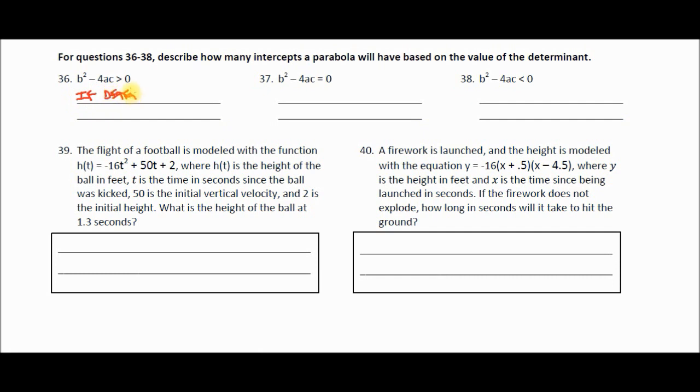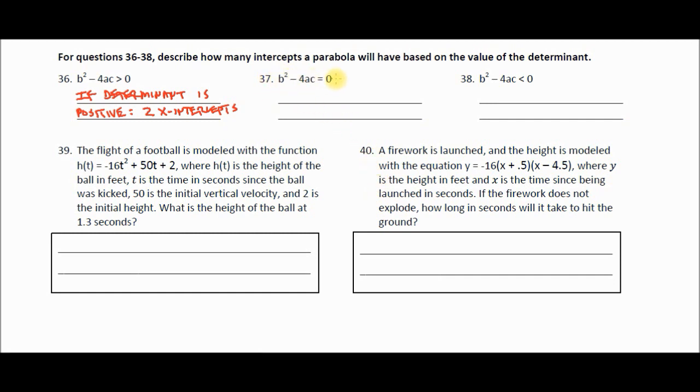if the determinant is positive, I'll put a colon here. If the determinant is positive, we have two x-intercepts. That would be pretty much a normal parabola that crosses the x-axis at two places.